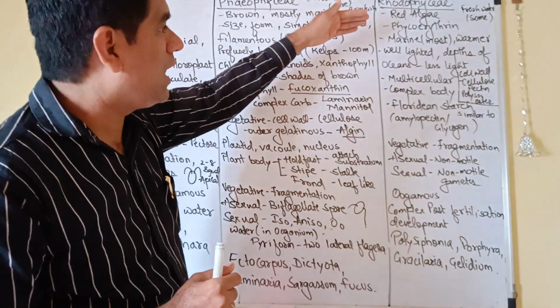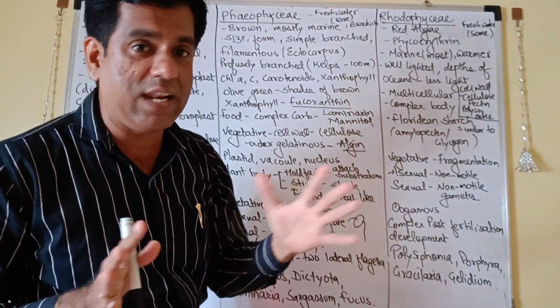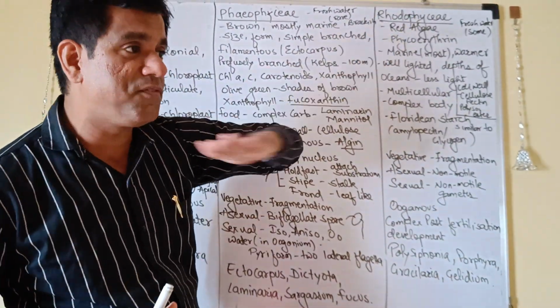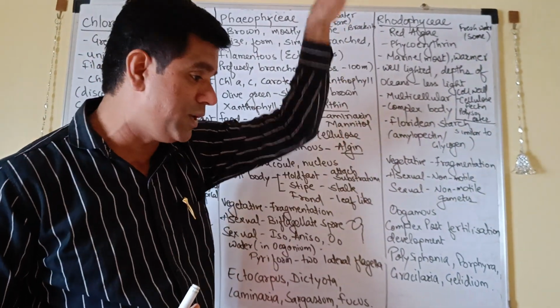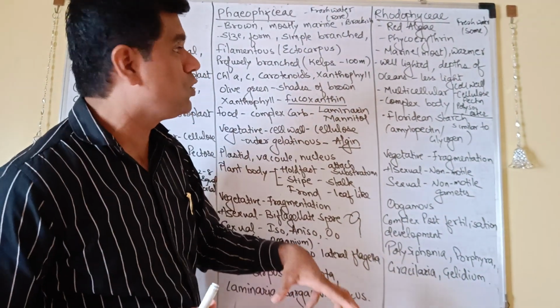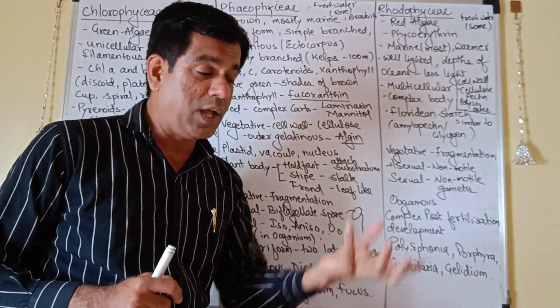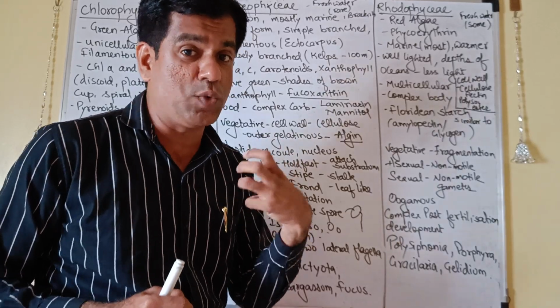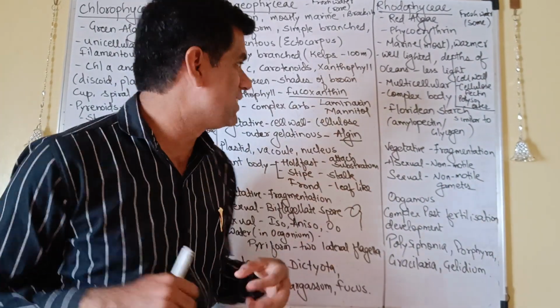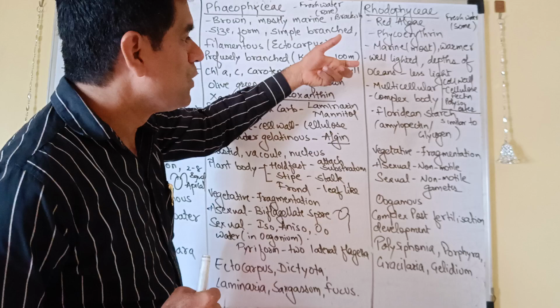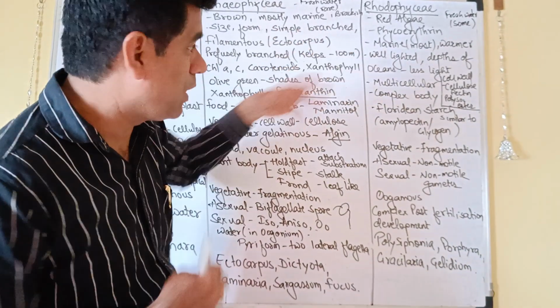They are mostly marine, found more in warmer areas. You will find them on the surface where there is a lot of light. You will also find them in the deep seas, the deep depths of the oceans where very little light penetrates. So they can survive at depths where the light is very less. As here you can see the light is less, right? They are multicellular, and their body is complex compared to others.